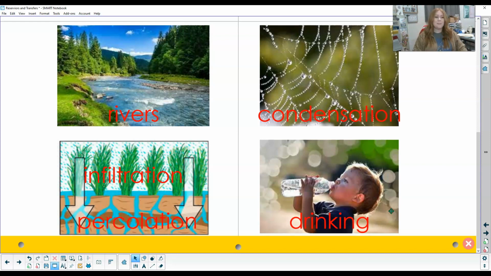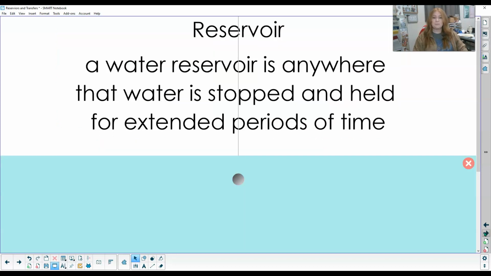Infiltration, percolation. Those are parts of the water cycle that you'll see naturally, but there's lots of other ways that water can move that humans create. When I drink the water, I'm moving it from the water bottle into my body. So I transferred that water. Anytime water moves from one place to another or from one state to another, that is a transfer. We are transferring the water, moving the water.